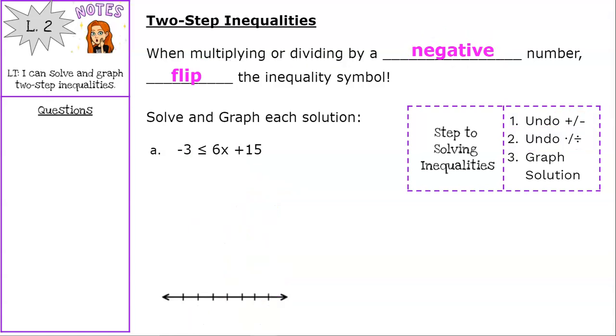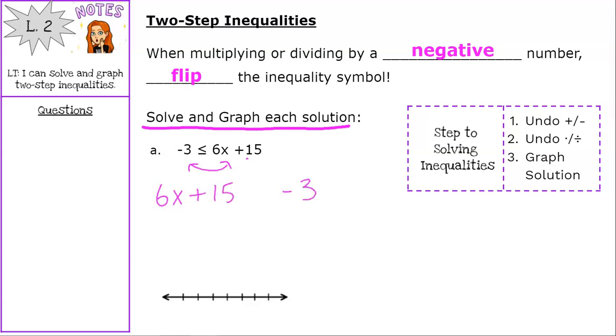Second example, another two-step inequality. We have solve and graph each solution. We have negative 3 is less than or equal to 6x plus 15. If you notice, the x is on the right-hand side of the inequality instead of the left-hand side. So what I'm going to have us do is flip-flop this. But when we flip-flop an inequality, we have to be careful. So we have 6x plus 15, and then we're going to put negative 3 on the right.